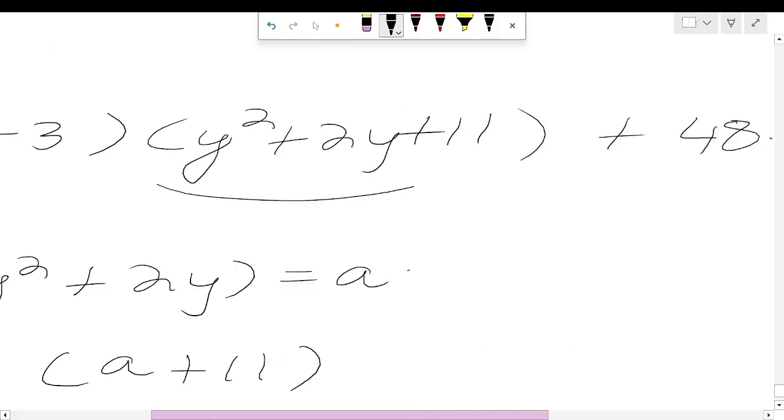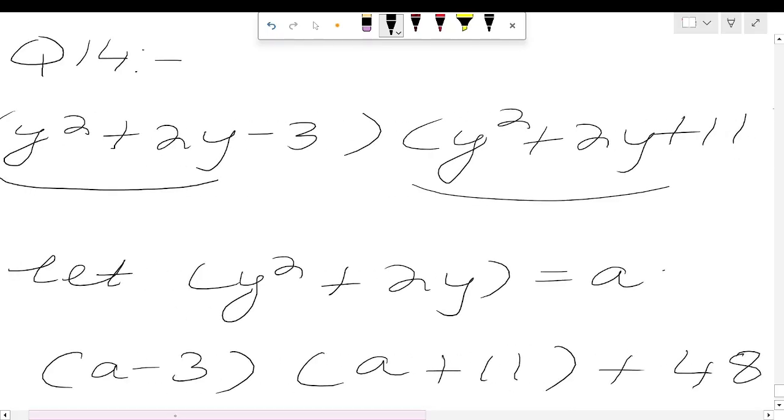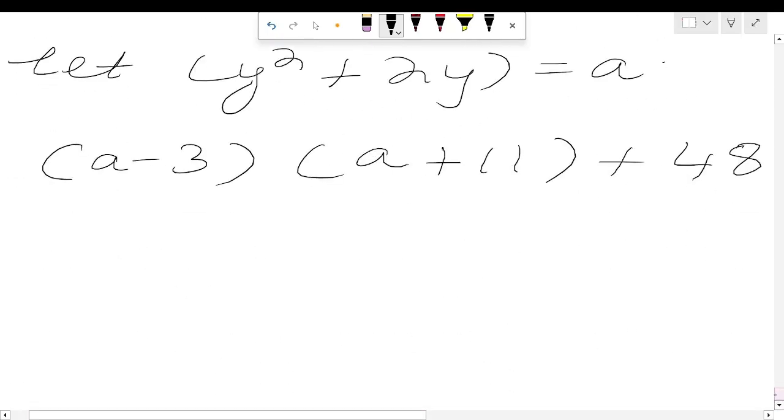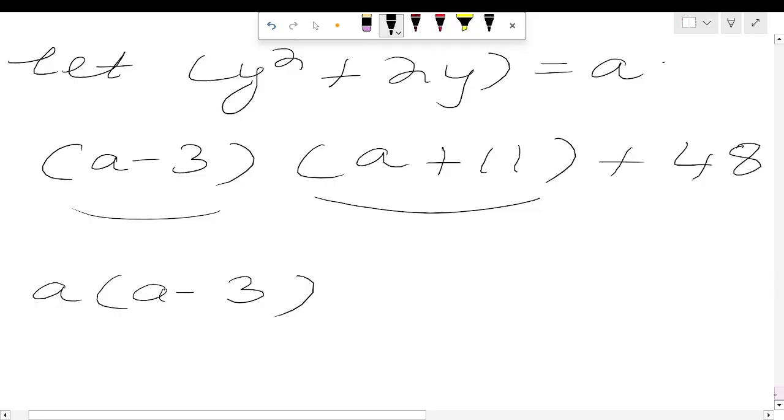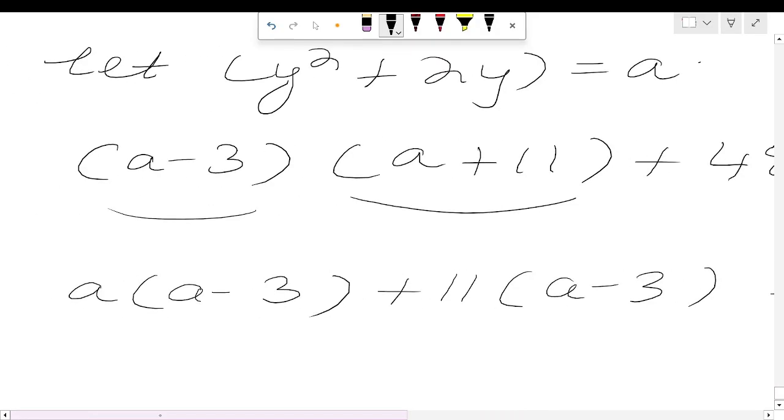So these are my factors, and we do not need to forget positive 48. Now what we will do is multiply this whole term with this term. So that will be a bracket a minus 3, and then I will write 11 bracket a minus 3, and then we have plus 48, so I'll just write that at the end.